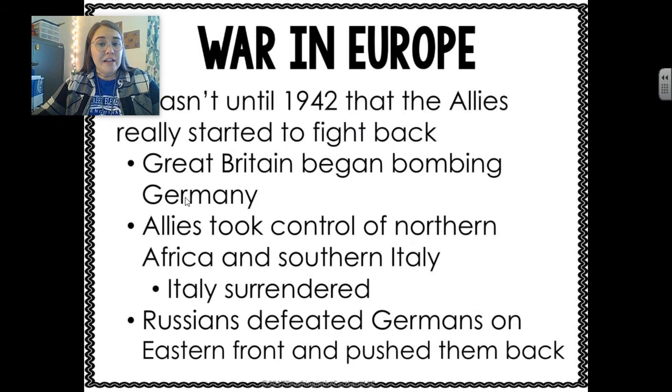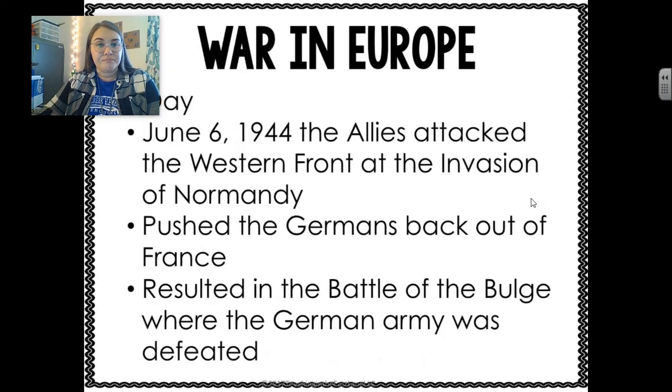It wasn't until 1942 that the Allies, remember, the United States was on the Allies, this is when we really started to fight back. Great Britain began bombing Germany. Allies took control of Northern Africa and Southern Italy, and Italy ended up surrendering. And they were part of one of the forces. Russians defeated the Germans on the Eastern Front and pushed them back.